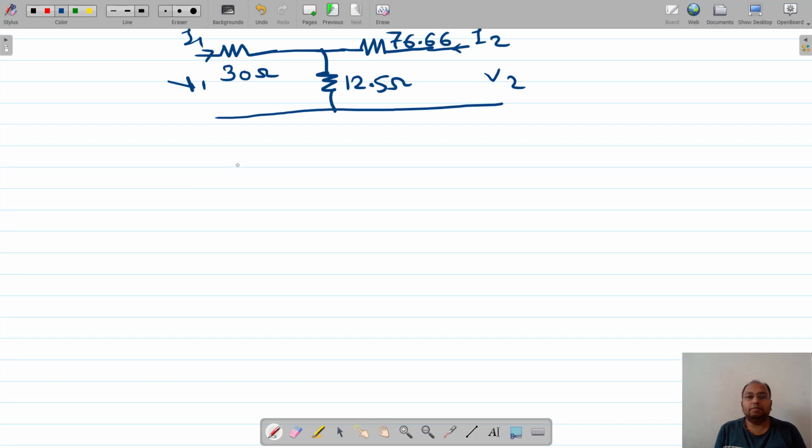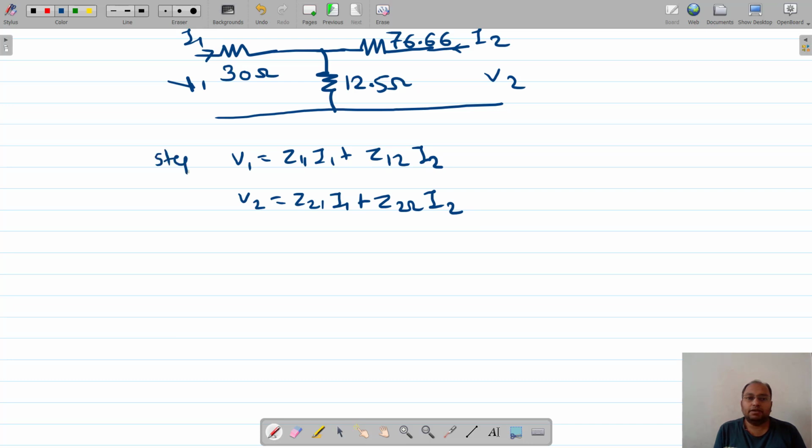Write the Z parameter equation. V1 is equals to Z11 I1 plus Z12 I2. V2 is equals to Z21 I1 plus Z22 I2. Okay, this is nothing but step number 1. Let us go for 2. Set I2 is equals to 0 and find Z11 and Z21, right?